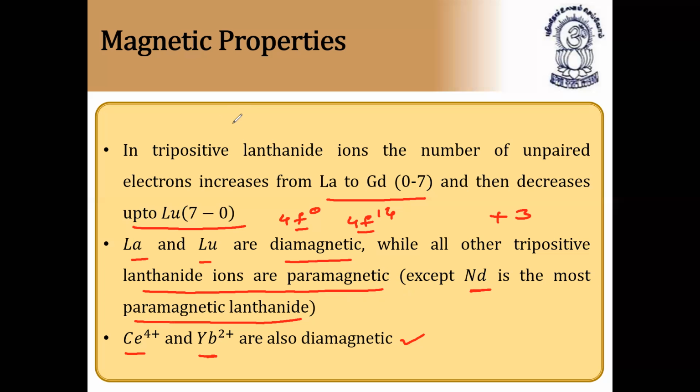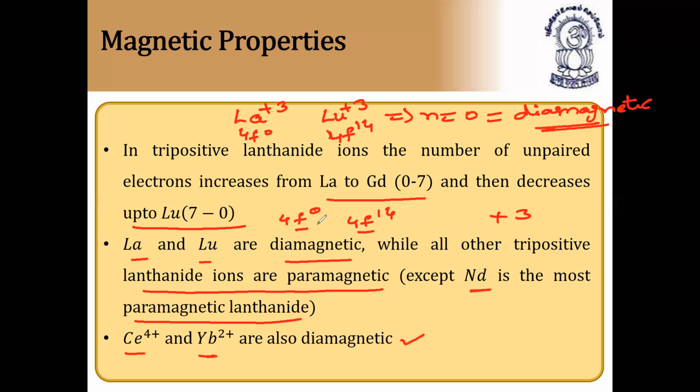La+3, that is lanthanum+3, is diamagnetic because it has 4f0 configuration, and lutetium+3, after losing 3 electrons, becomes 4f14, completely filled. So the number of unpaired electrons is 0. That's why they are said to be diamagnetic. Please note down this sentence in your classwork: only two ions in lanthanides are diamagnetic, lutetium+3 and lanthanum+3.